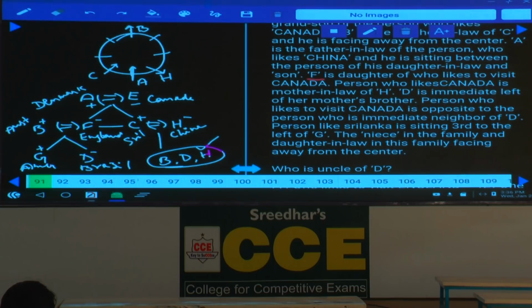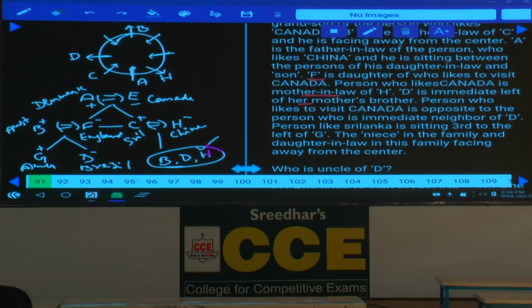The person who likes Canada is the mother-in-law of H. D is to the immediate left of her mother's brother. Means D is to the immediate left of whom? Immediate left of. Hence D is here. If D is here, this D is facing away from the center. Now all the persons are away from the center, the remaining persons are facing towards the center. Done with this? Now this D is finalized.